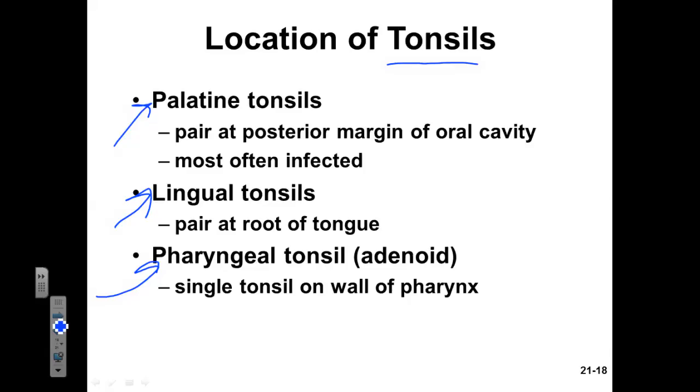So we have the palatine tonsils. When you think of palate, I want you to think of your mouth.